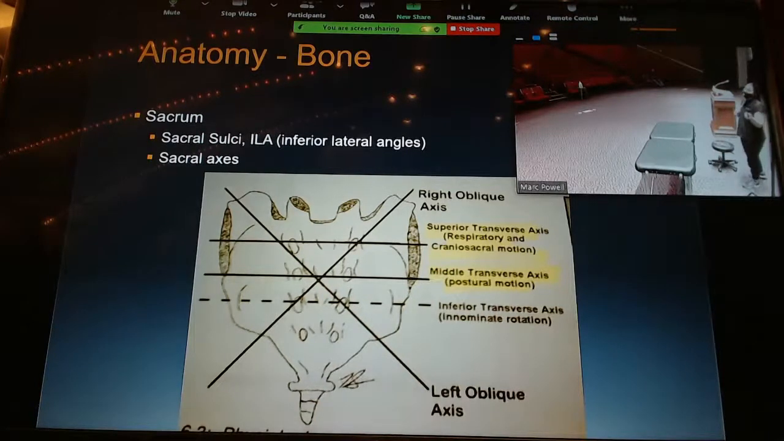Now your middle transverse axis is your postural motion. So when somebody is standing, it is moving along that axis. And then you have the inferior transverse axis, which is again the innominate rotation. So interesting, right? One sacrum has five different axes it can move along. So think about this and what you're doing.